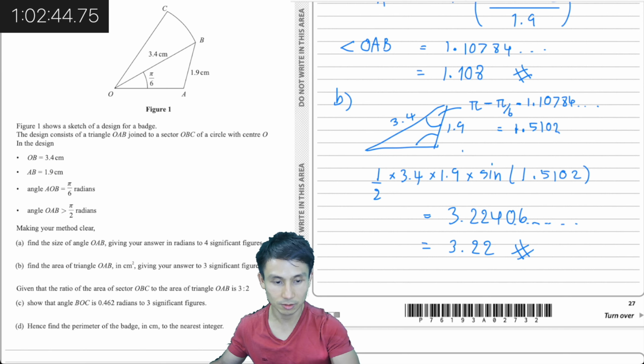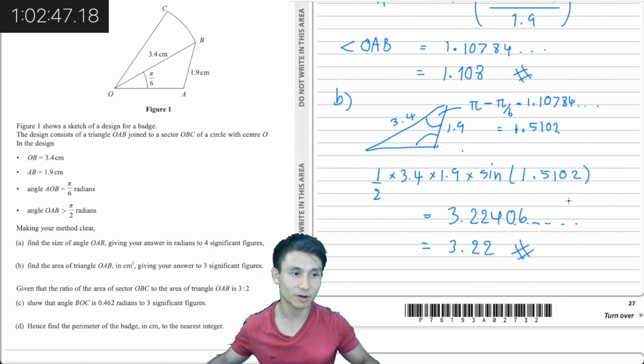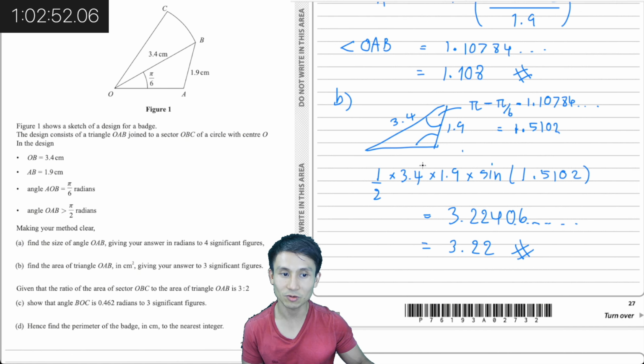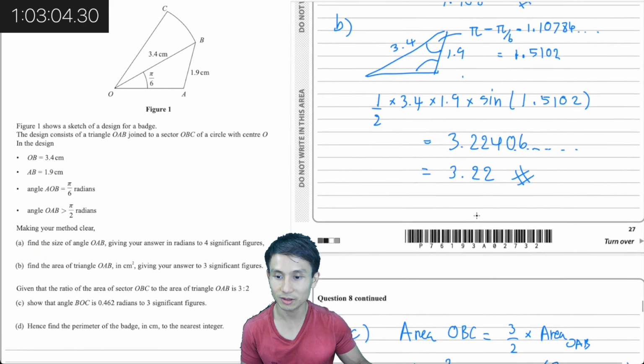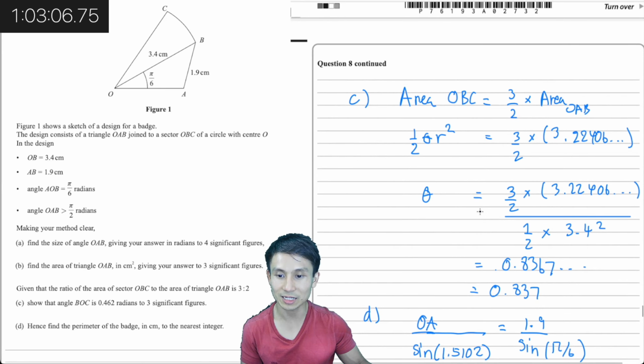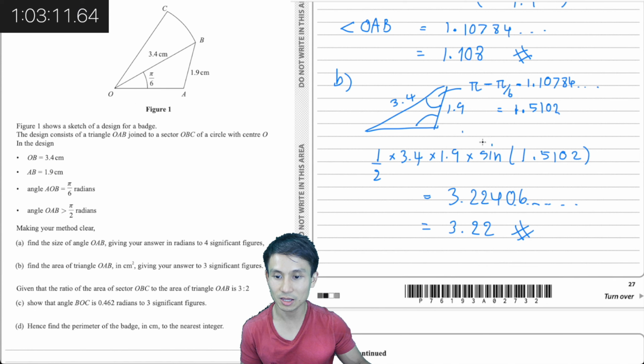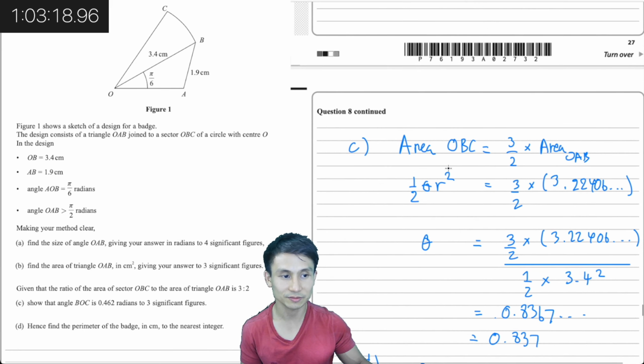And then, yeah, that's kind of right. Yeah, 8.4. So that's that angle, and then I do 1 over 2 times the two sides times sine of this angle to get the area of OAB. 3 significant figures, that's fine. And then given the ratio of the area of the sector OBC to the area of the triangle OAB. So, yeah, this is right.